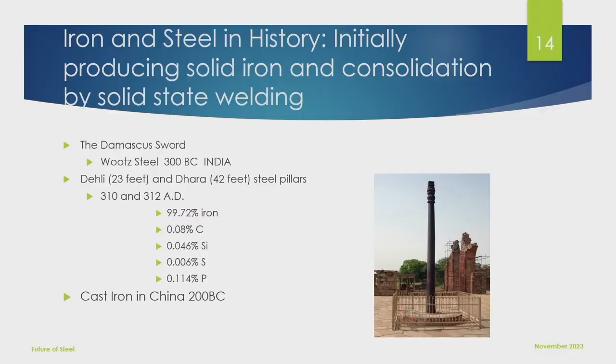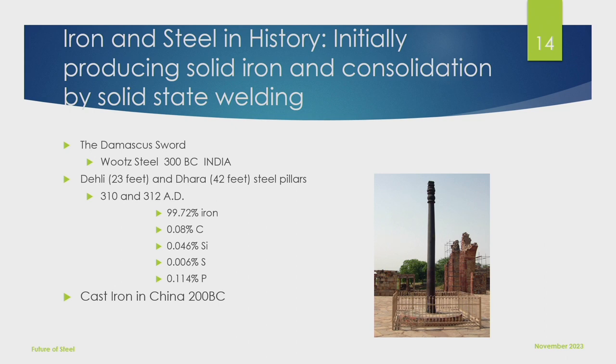Now, the Indians actually became one of the world's greatest steel makers early on, and this is an amazing piece. And this is an iron pillar that can be found in Delhi. And it was made around 310, 312 AD. And if you look at the chemistry of this, it's 99.7% iron, 0.8% carbon, and then, interestingly enough, 0.114% phosphorus. And this is an interesting thing here because this is a situation where they could not get the temperature high enough to form liquid iron-carbon alloys at the eutectic composition.